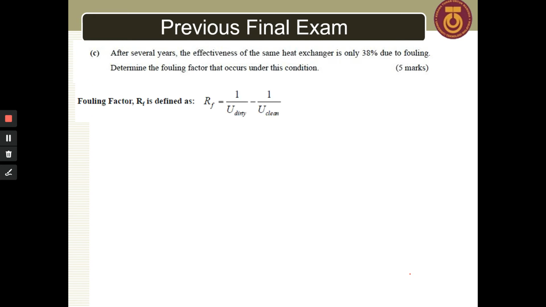So, if you still remember, this is the definition of fouling factor, which is actually the difference between the inverse of the overall coefficient with fouling minus the inverse of the overall coefficient without fouling. So this one is without and this one is with fouling. As we know, in the very first place, the overall coefficient given was 625, and this actually represents the overall coefficient for the clean heat exchanger.